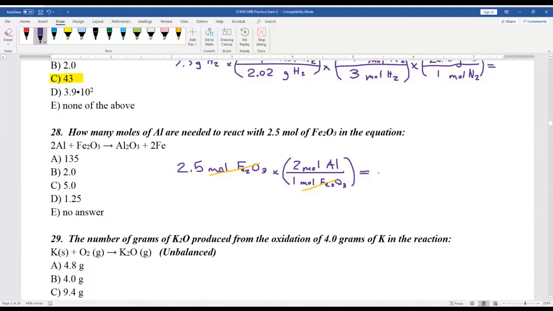Very good. And this is a very simple problem. It's just a one-step problem. So just 5.0 moles of Al. 5.0 moles of Al is your answer, or C. Very good.